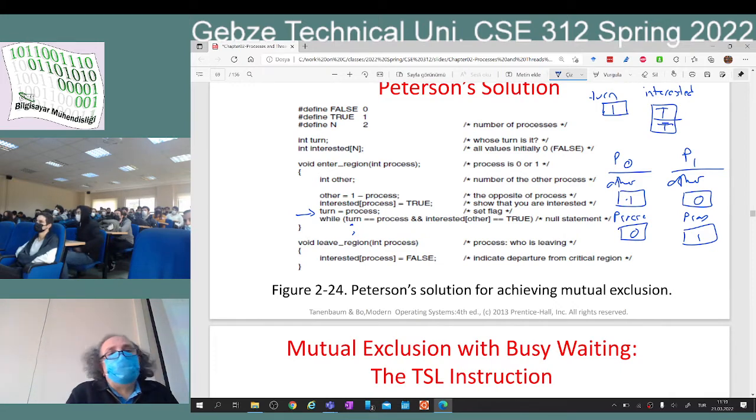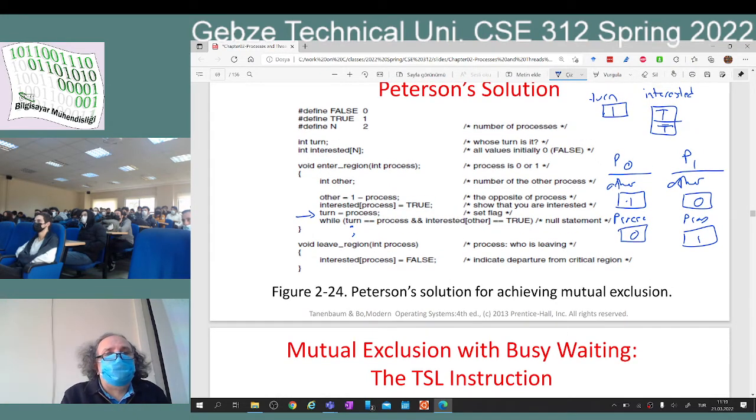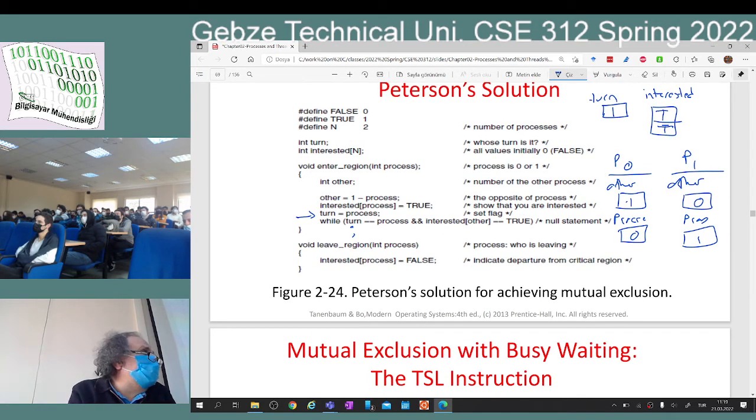Process number 1, if the switch occurs again, it will be blocked in there because turn is process and the other interested is true. So as soon as I am done as P0, as soon as I am done with my critical region, I will make my interested[0] false. In that case, P1 can enter the critical region because this one is going to be false for that one. So that's a clever solution, very simple solution.